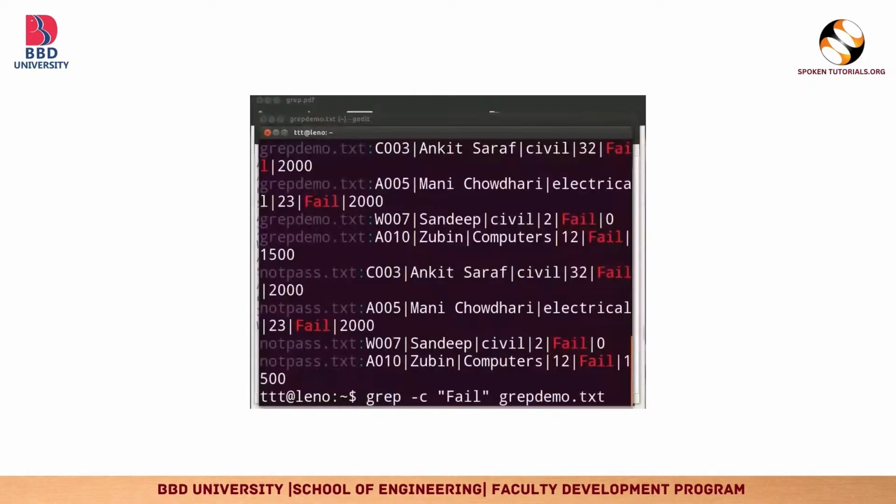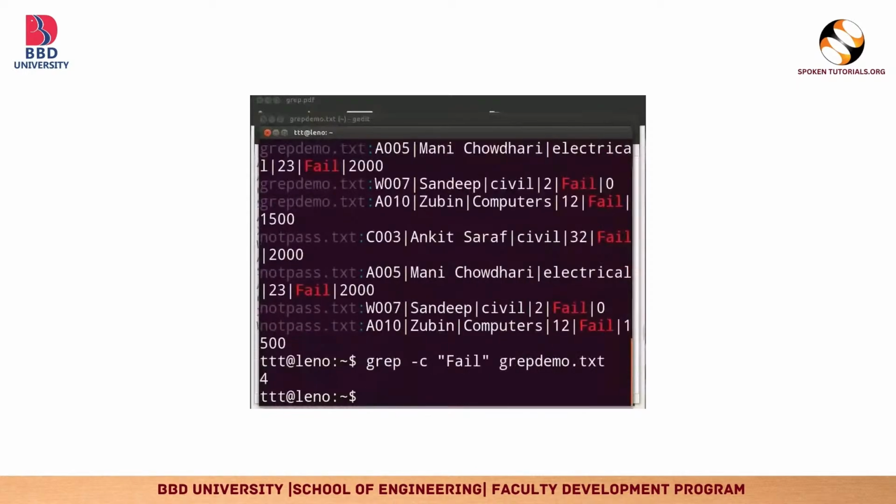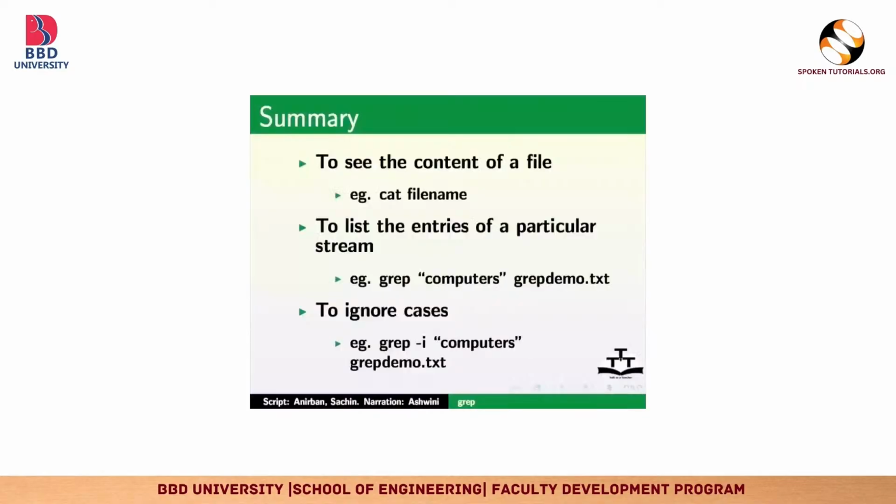So type grep space -c space within double quotes fail with a capital F after the quotes space grepdemo.txt. Press enter. This will give us the count of numbers of lines matched. This brings us to the end of this tutorial.